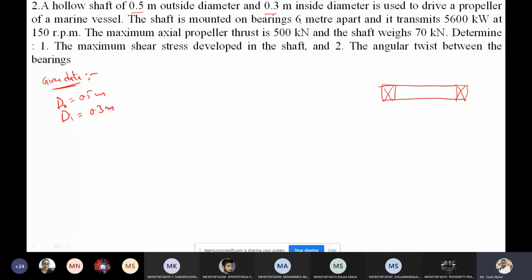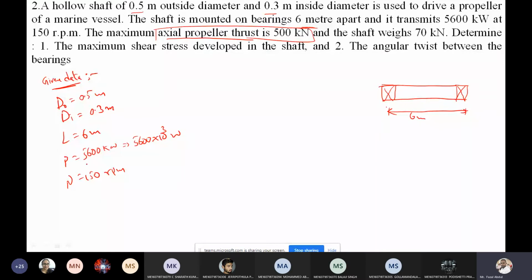Bearings 6 meters apart means the distance between these bearings is 6 meters. That is, the length of the shaft is given as 6 meters, and it is transmitting the power P equal to 5600 kilowatts, that is 5600 into 10 to the power of 3 watts, at a speed of RPM. Maximum axial propeller thrust, nothing but axial load, is 500 kilonewtons given in the question.